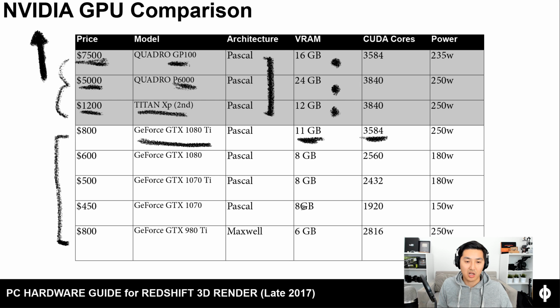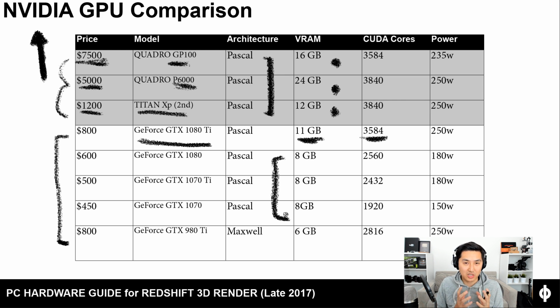So this is pretty much a linear drop here. I mean, these three here, the 1080, the 1070 Ti, and the 1070, all have the same amount of video RAM, but the amount of CUDA cores is changing. So you're essentially paying for more CUDA cores as you go from 1070 to 1080.